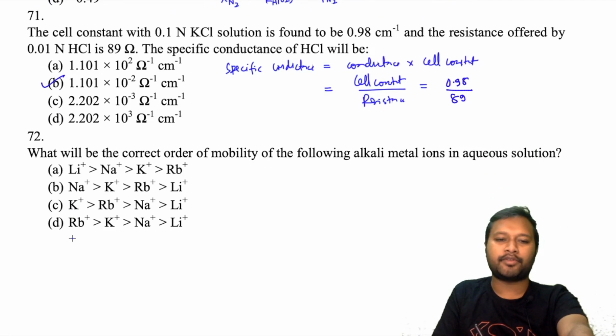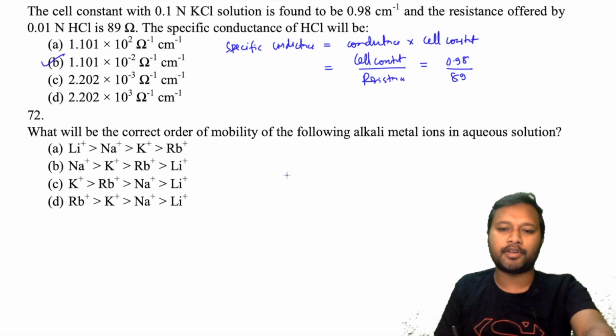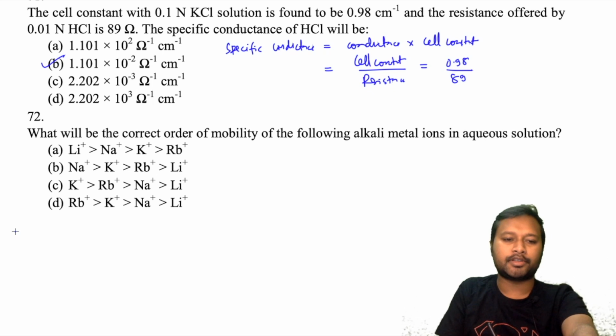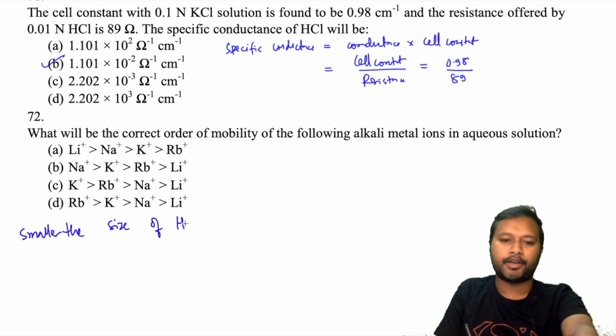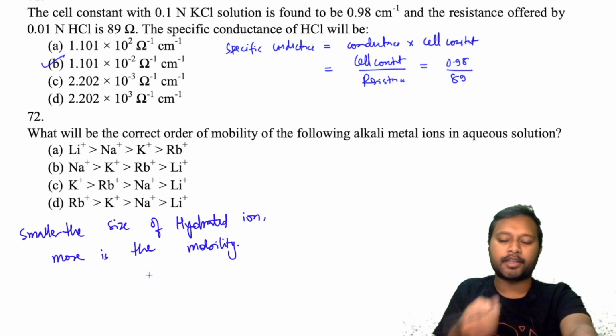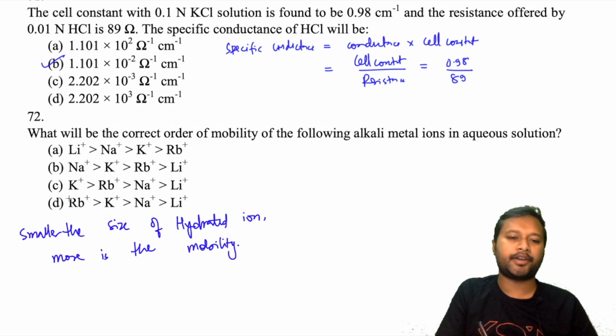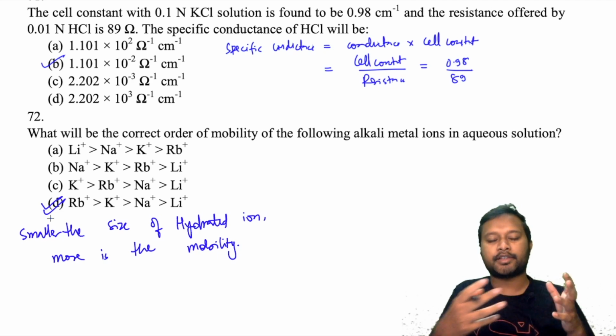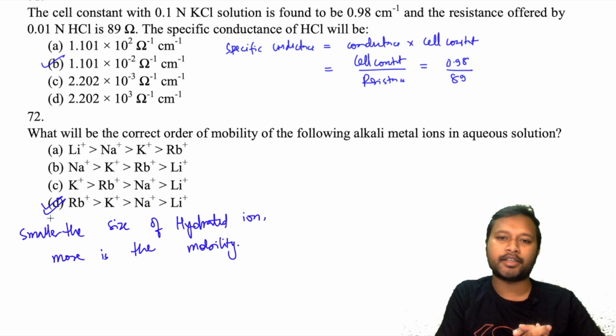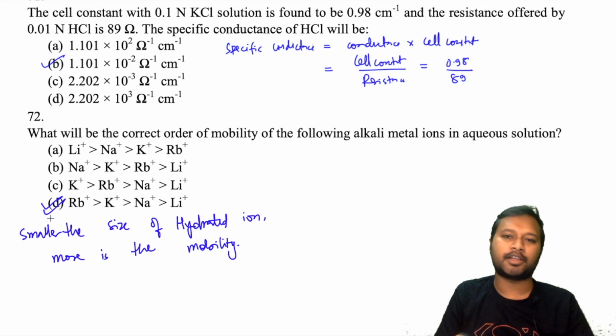The next question says, which of the following is the correct order of mobility of the following alkali metals? Now to do this you have to remember one thing: smaller the size of the hydrated ion, more is the mobility. Taking that into consideration, the smallest size of the hydrated ion is for rubidium, because as the size of the ion increases, the size of the hydrated ion decreases, right? Hydration energy decreases over there. So that's why option number D is the correct option.